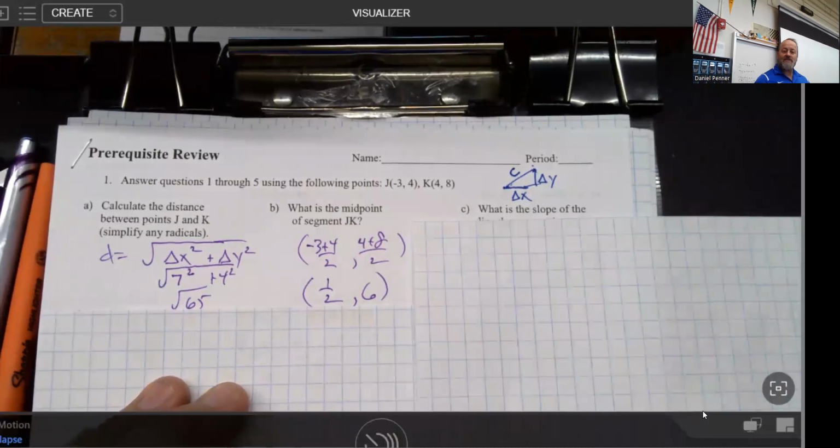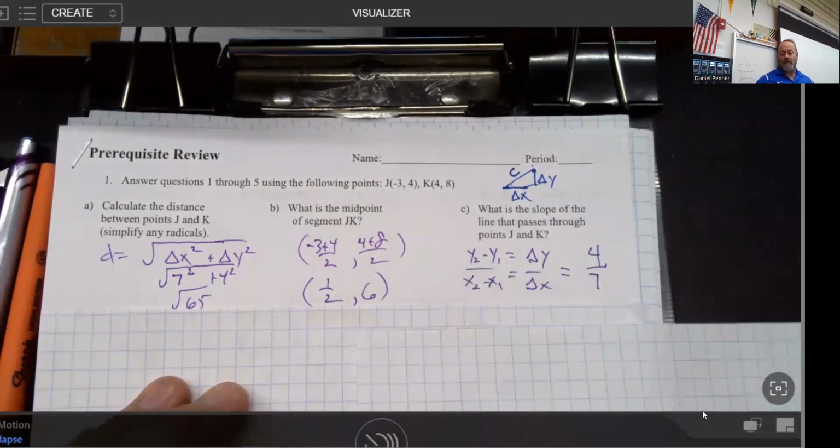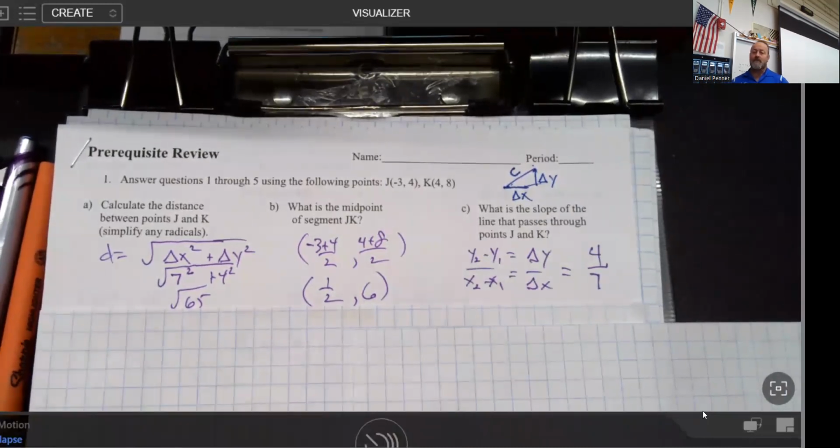Okay, so we have a slope is going to be delta y over delta x, and so that slope is going to be 4/7. Now again, you could use the formula that you used back in one of your previous classes, like y2 minus y1, but this is the way I like it.